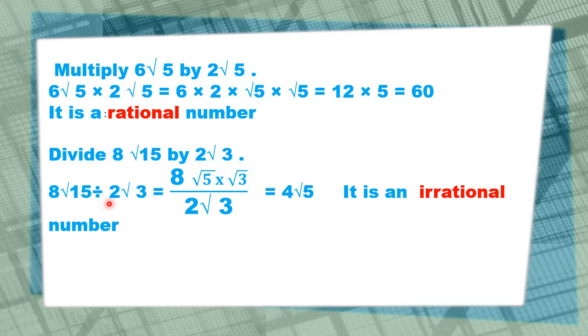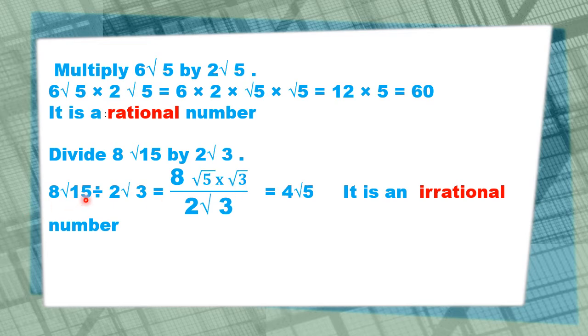8 root 15 divided by 2 root 3. Now what have we done over here? Here we have distributed root 15 into two numbers, root 5 and root 3. Once again, what is root 15? It is root 5 into root 3. So root 5 into root 3 is root 15.